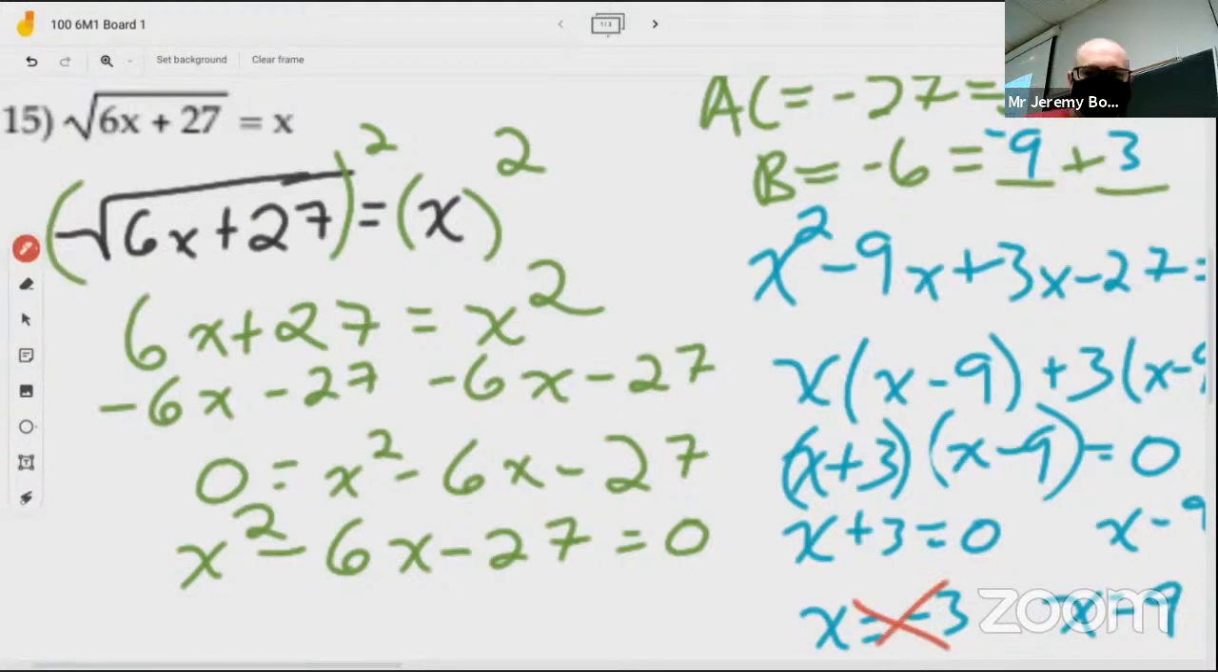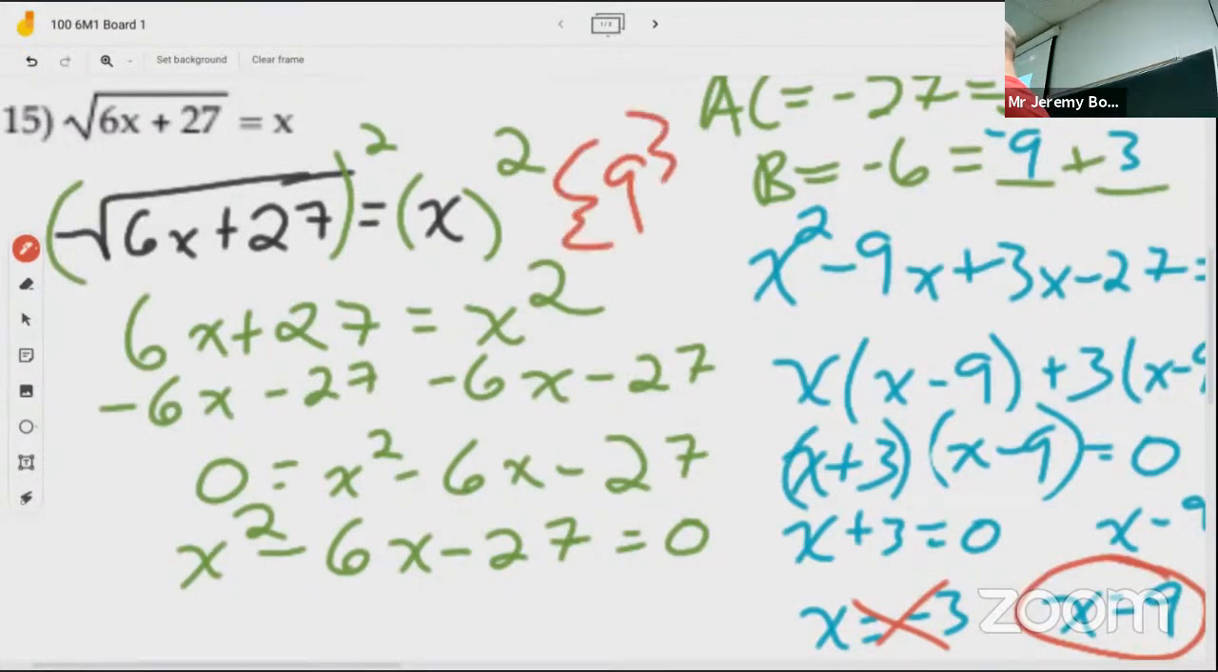We plug in a 9. 6 times 9 is what? 54. 54 plus 27 is 81. The square root of 81 equals 9. Yes, it does. So this is a valid solution. So my only solution in my solution set is going to be 9.